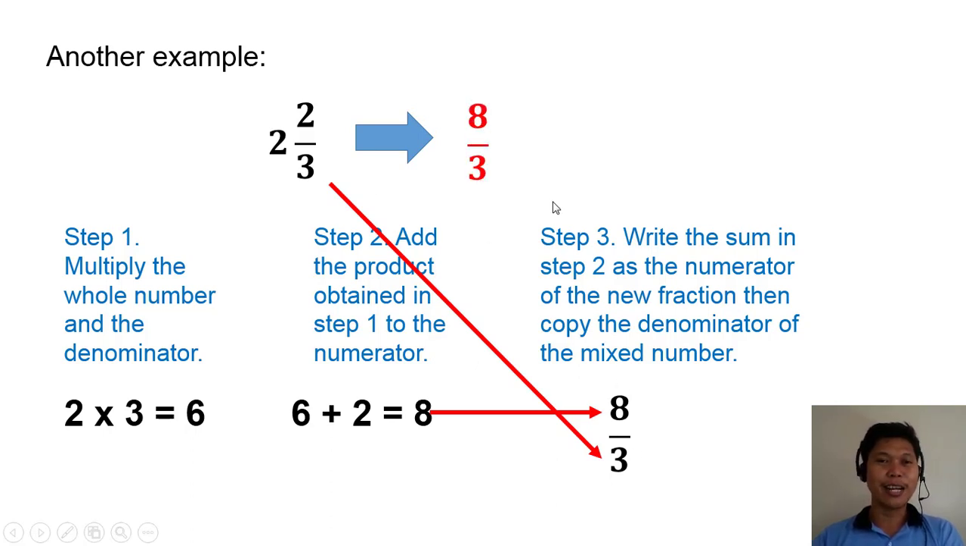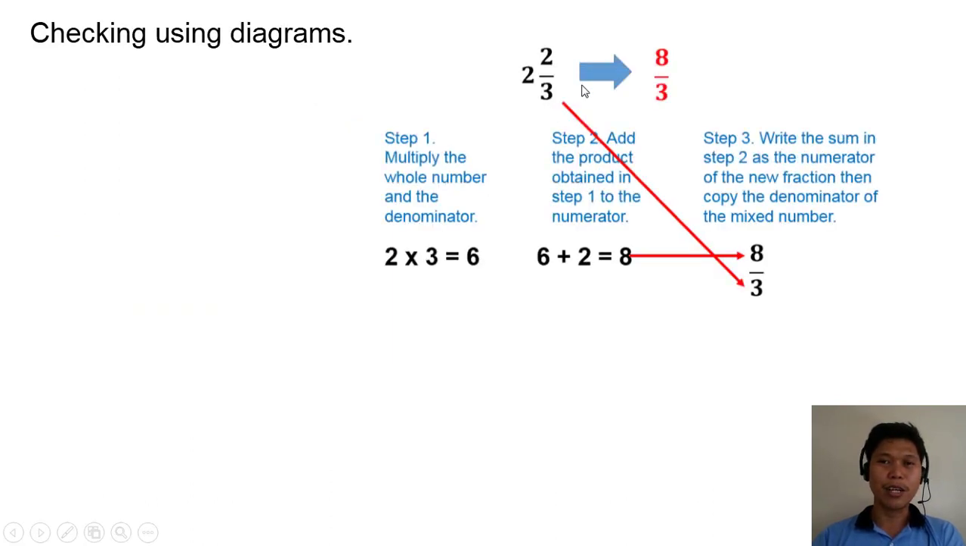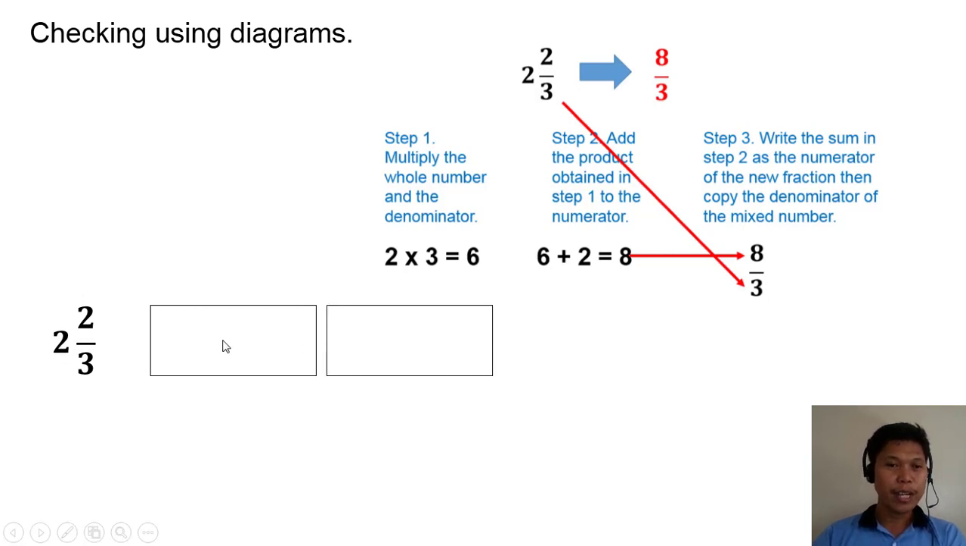Check nga natin using diagram. 8 thirds ba ang 2 and 2 thirds? Tingnan natin. So, dapat 8 thirds. So, kung guhit natin ang 2 and 2 thirds and 8 over 3, dapat magkaparehas ang kanilang guhit. Okay, so this is just checking. We need 2. And then, we have 2 thirds. So, kailangan natin ng extra.